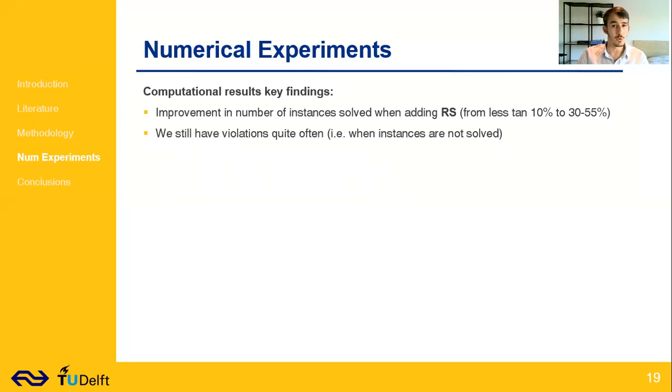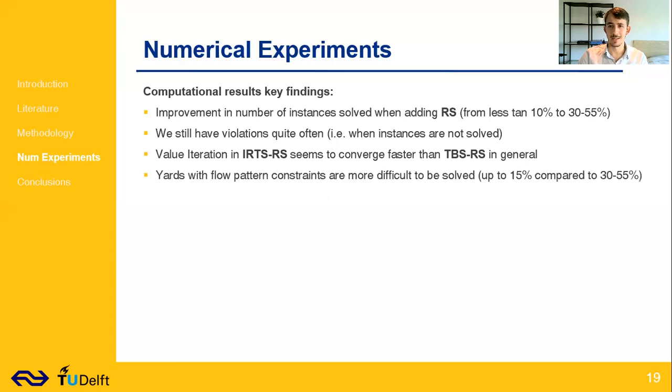When we do not solve the problem correctly, it means that we have violations, and that still happens quite often. It means that agents are unable to solve conflicts or just to resolve the problem correctly. The value iteration algorithm that we are using seems to converge faster in the residence time routing strategy. This is because in this routing strategy, as I said, the matching is already given. So agents have less options to explore, and it helps them to explore faster and converge faster compared to the type-based routing strategy. And lastly, the yards with flow pattern constraints are more difficult to be solved by agents. We have a difference in the amount of instances that we are able to solve.